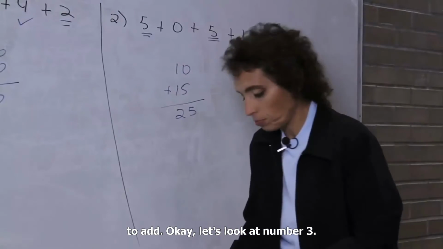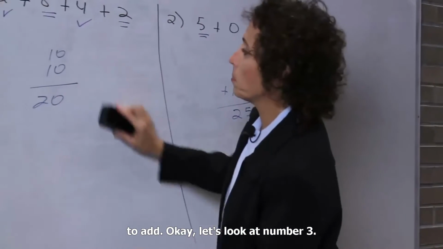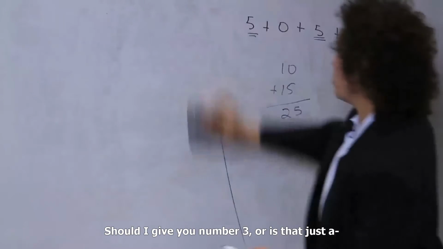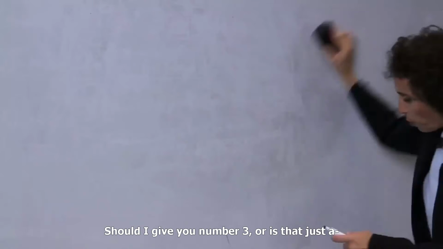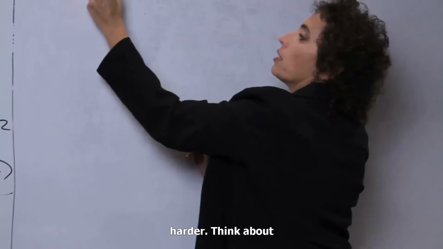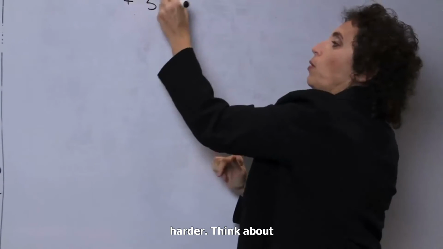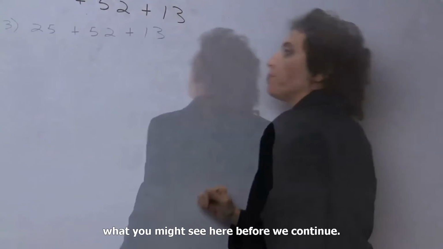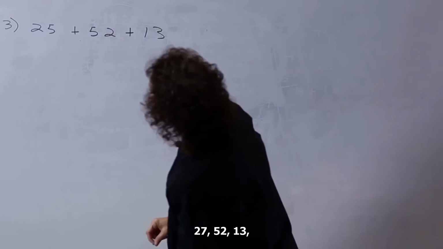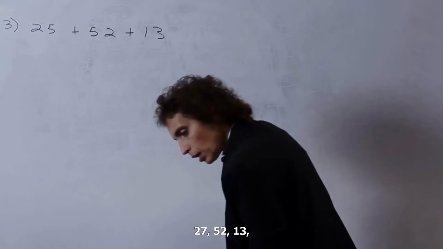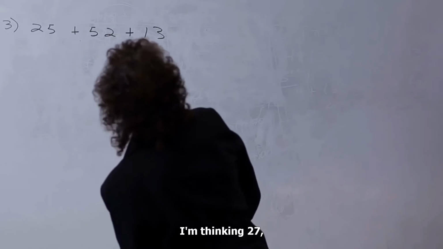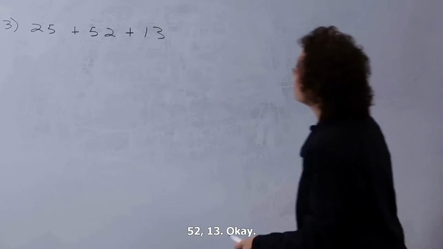Okay, let's look at number 3. Should I give you number 3, or well, I'll tell you what, let's do number 3 together. I'm thinking this one's a little harder. Think about what you might see here before we continue. 27, 52, 13.